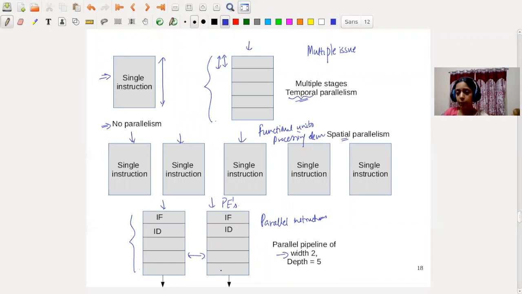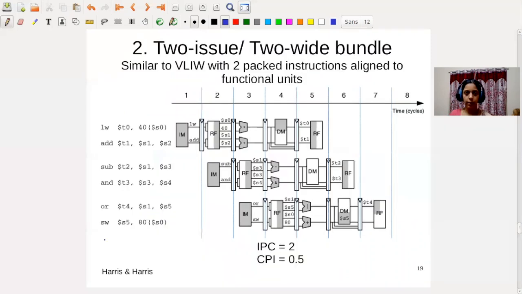You can think it's not a multi-core system, but there are two parallel pipelines. So that's called a width of 2. And then the depth of 5, because the pipeline depth is 5. So this is the kind of processor that we're now going to discuss. Such a processor that I showed just now is called a two issue, or a two wide bundle, or a two wide processor.